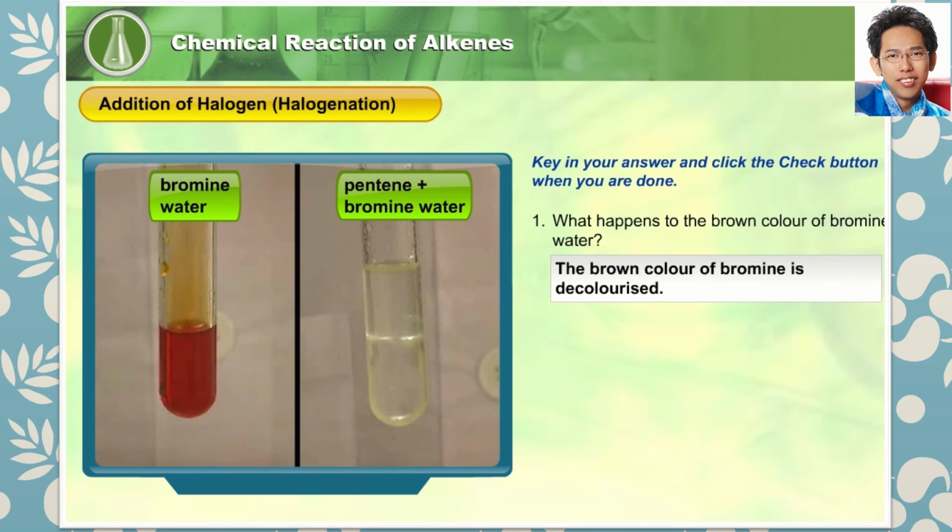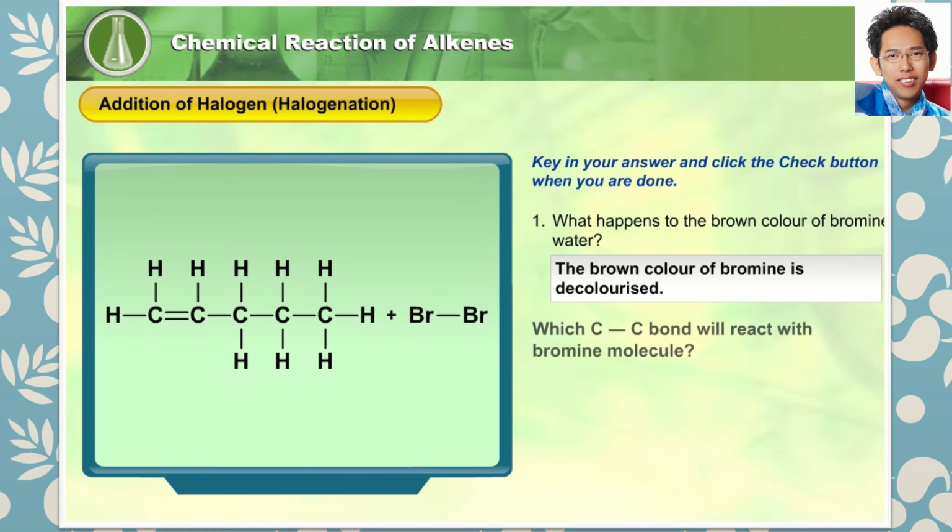When pentene is added to bromine water, the brown color of bromine is decolorized immediately and a colorless liquid is formed. Which carbon-carbon bond will react with bromine molecule? Well done!